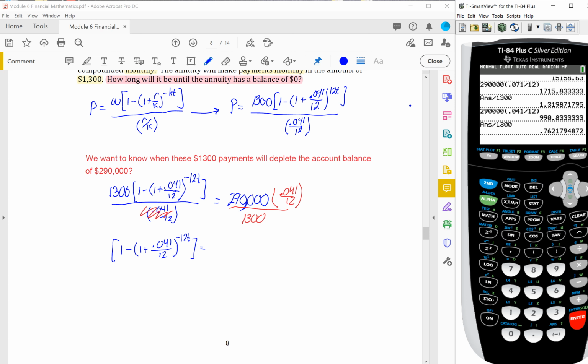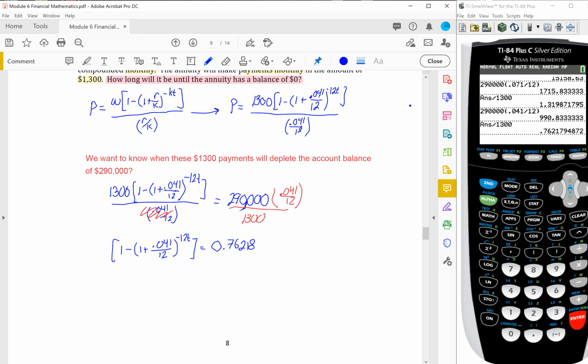So this ends up being 0.76218. I'm going to write this to 5 decimal places so I can avoid rounding errors. Of course, I could keep more digits. I think this will be sufficient. You definitely don't want to round too soon because this will create a significant rounding error.